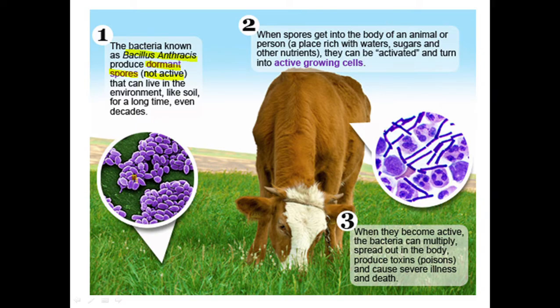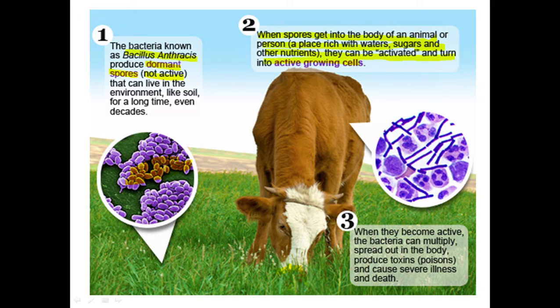Now what happens, these are the spores. These spores are present in the soil or in the grass. Once the cow or other animals feed upon the grass, they also take this along with the grass. It spreads through the air also, while breathing or taking oxygen, it enters the body. When the spores get into the body, animal body or person, a place rich with sugar, water, and other nutrients, they get activated and turn into active growing cells.